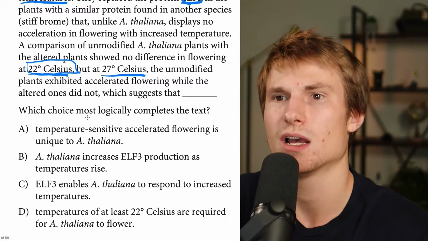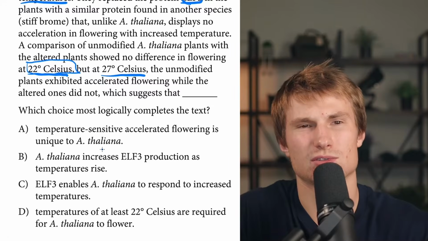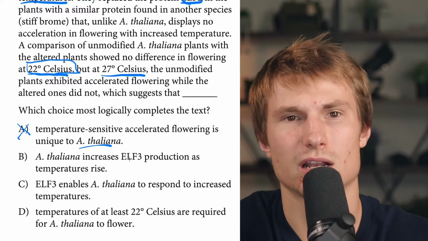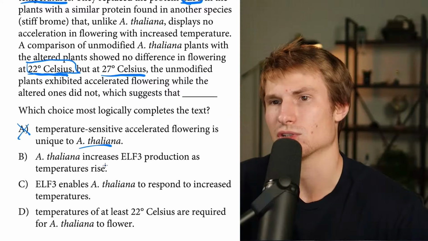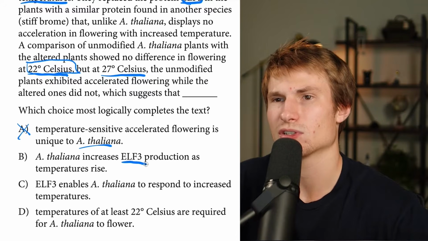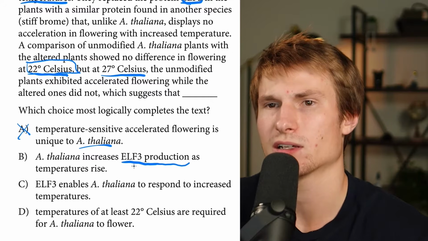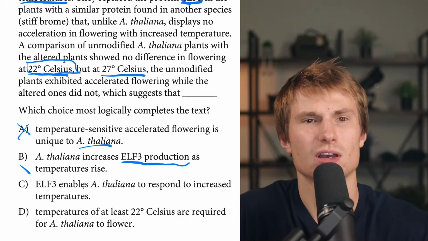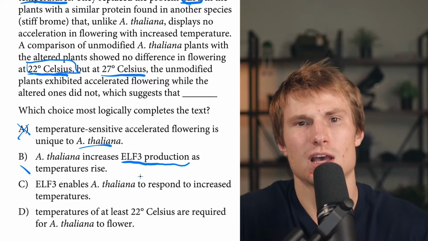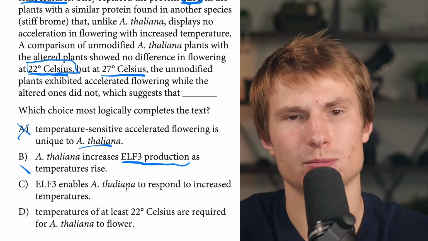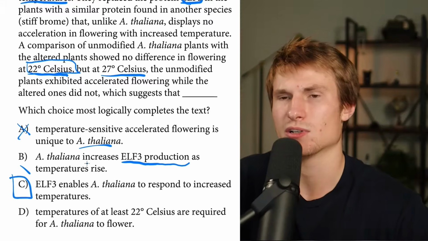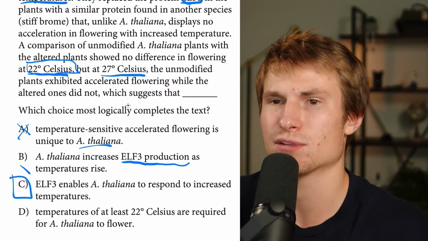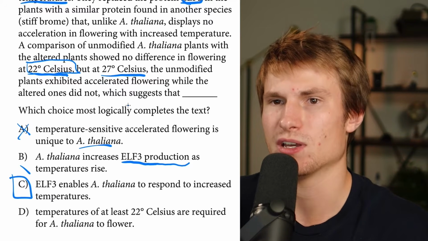We have option A, temperature sensitive accelerated flowering is unique to A. thaliana. Well, no, we never state that. B, A. thaliana increases ELF3 production as temperatures rise. Well, we never really talk about the production levels here. Okay, so B wouldn't really make sense. So I'll keep that as sort of one slash mark for now. If we look at C, ELF3 enables A. thaliana to respond to increased temperatures. Okay, well, this would be perfect because we know that at 22 degrees Celsius, it wouldn't really make a difference because it states that ELF3 really only matters once you get into high temperatures, right?